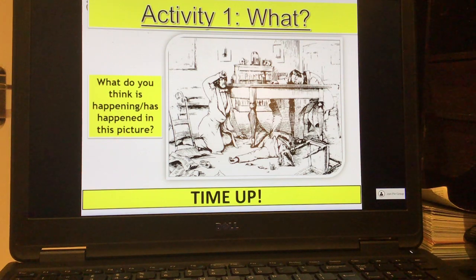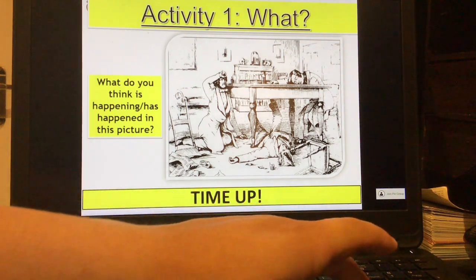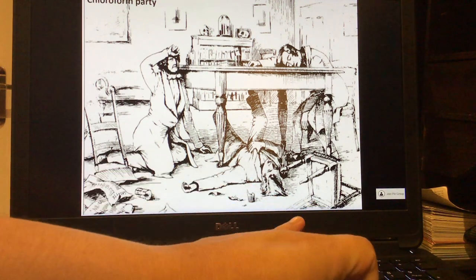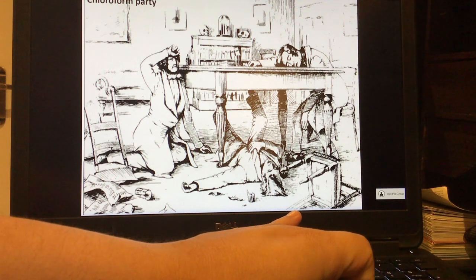So we're going to have a look at other uses of pain relief first, but we just need to be clear on what an anaesthetic is. So this is called the chloroform party, which we'll go into right at the end of the lesson. And you'll understand why it's called the chloroform party once you've done a little bit of reading.